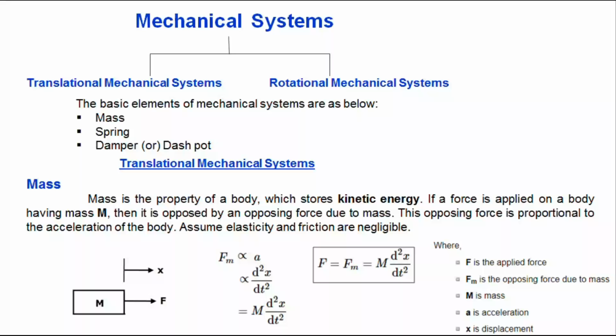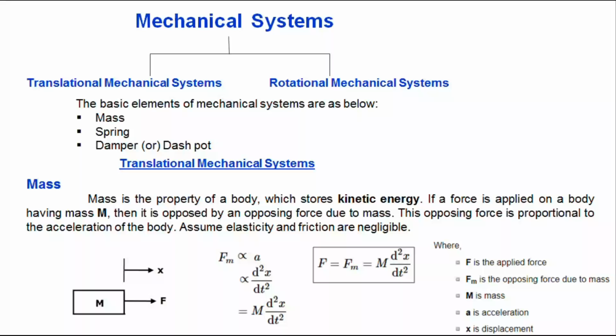The mechanical systems are broadly classified into two types. One is the translational mechanical system, another one is the rotational mechanical system. First of all, let's see about the translational mechanical system. Translational means linear movement. This may be a horizontal movement, left and right, or an up and down movement, that is linear movement.